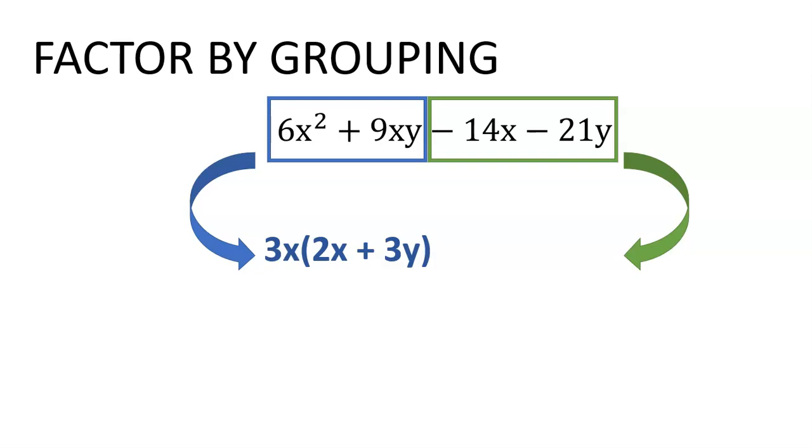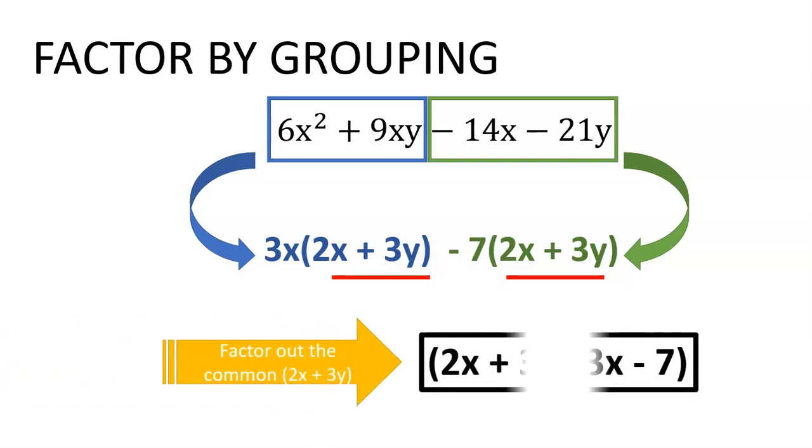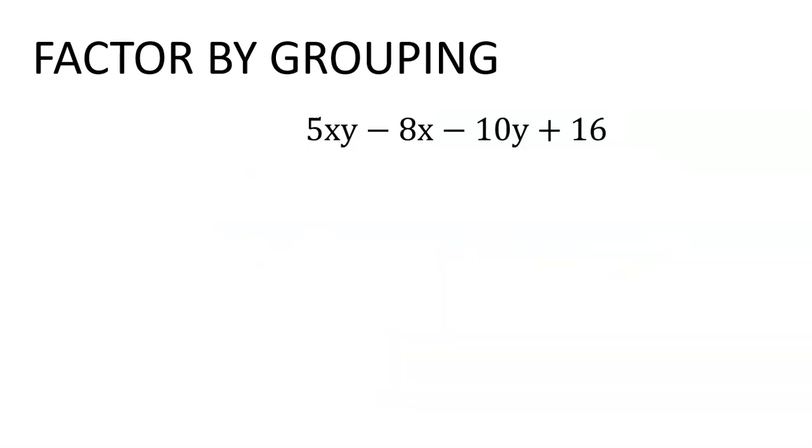I look at the other side, and I want to factor out a 7. But if I factor out a positive 7, it's not going to work because I will end up with negative numbers on the inside. So I'm going to factor out a negative 7. That way I will get the inside of my parentheses to match, which is what I was looking for. Factor out the 2x plus 3y, and you're left with your final answer of 2x plus 3y times 3x minus 7. Let's move on to number 3.